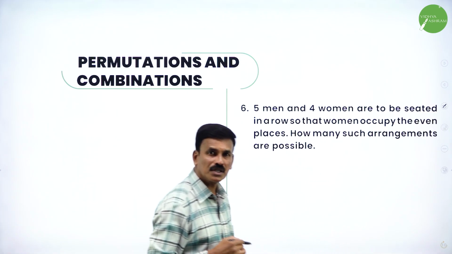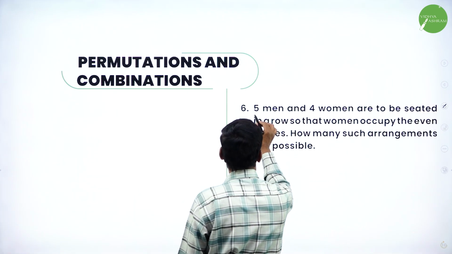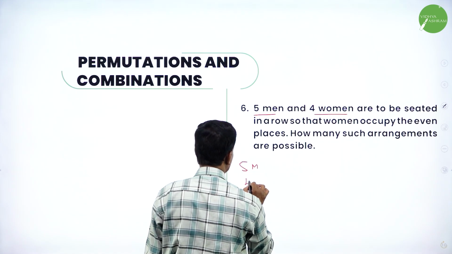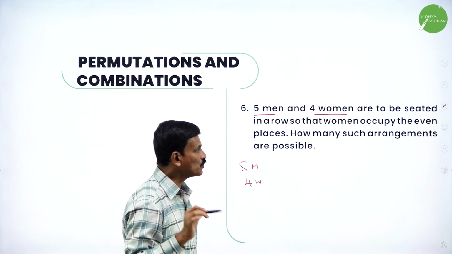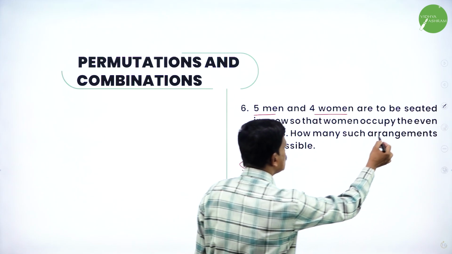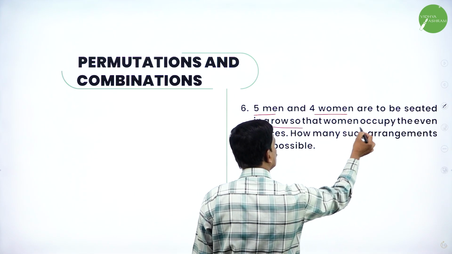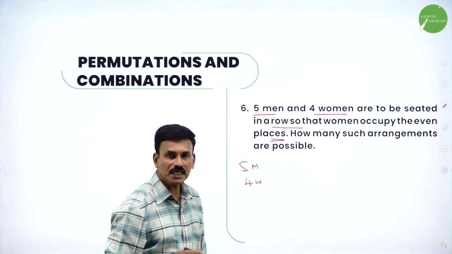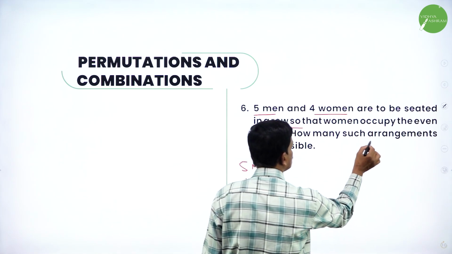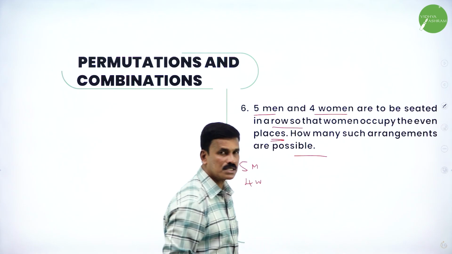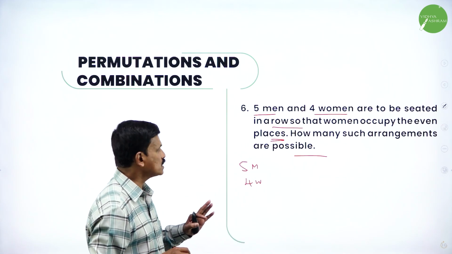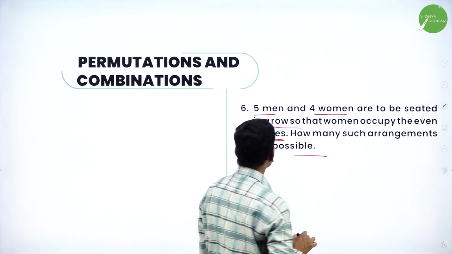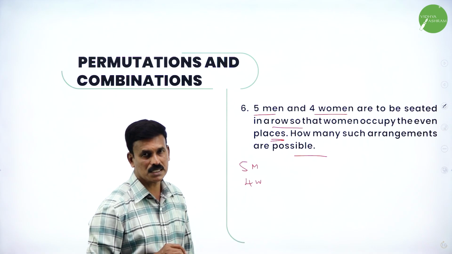Now let us move on to the next problem. Let me read. 5 men and 4 women are to be seated in a row so that women occupy the even places. How many such arrangements are possible? So out of 5 men and 4 women, they can be arranged in a row so that women can take only the even places, right?